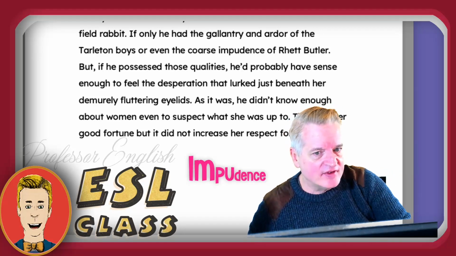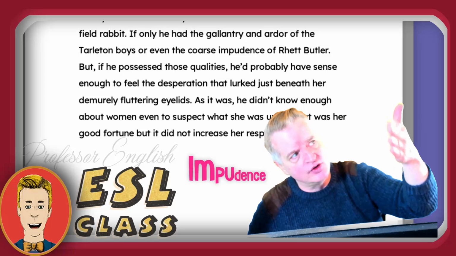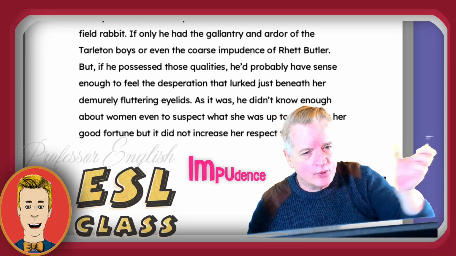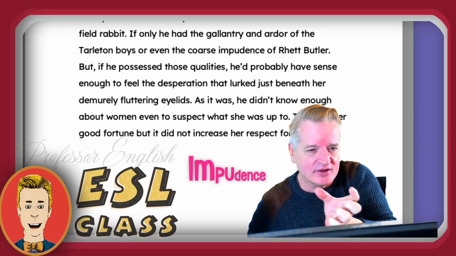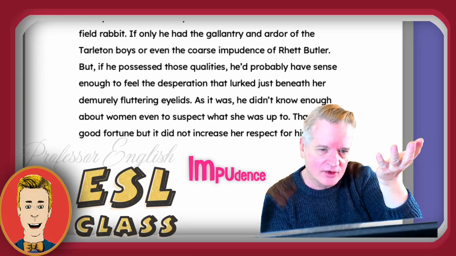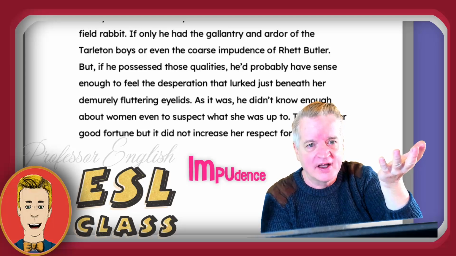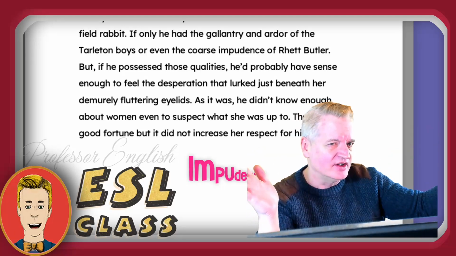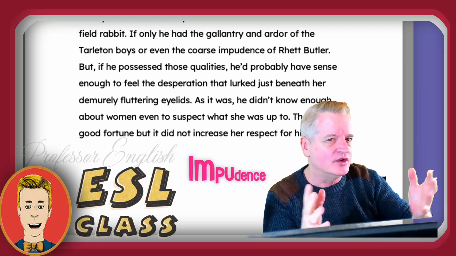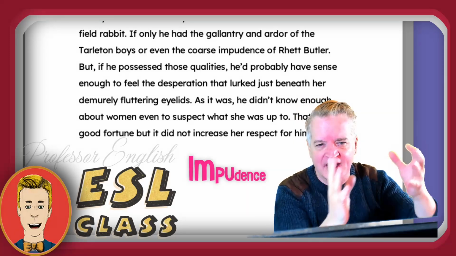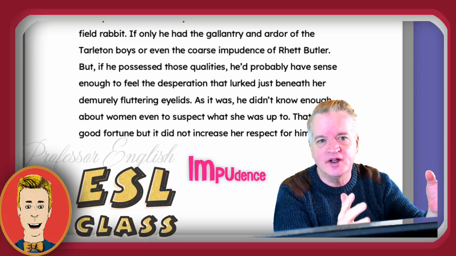Now, when you're doing the sound patterns of English, and you have these two different accents, sometimes you have a choice. You can make the other one a little bit bigger to fit the pattern. That can happen here because we already have coarse, which is a very big sound. So it doesn't sound good to say coarse impudence. It's better to put the accent on pew. Coarse impudence.